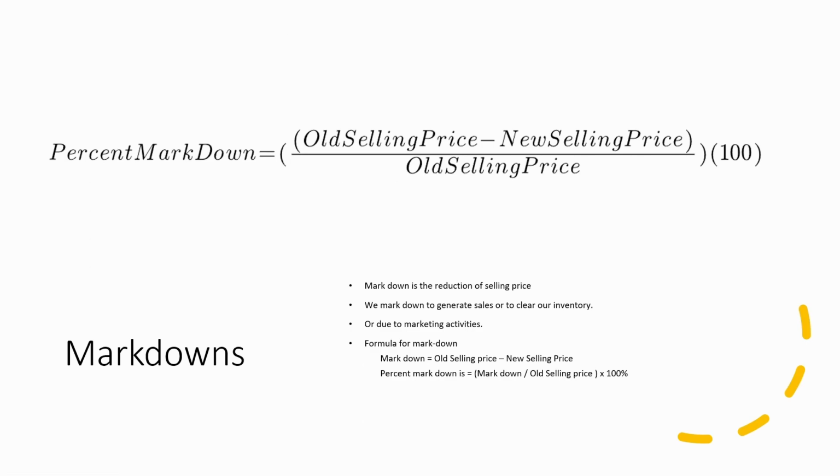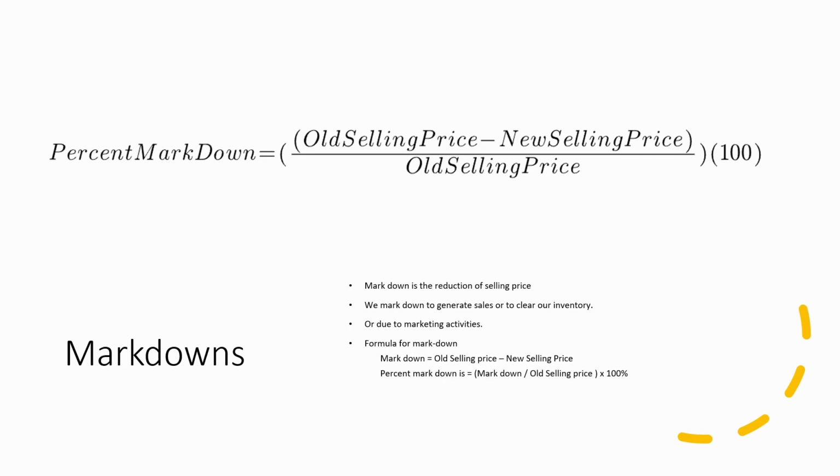Next is markdown. Markdown is the reduction of selling price. We mark down to generate sales or to clear our inventory, especially if we have expiring products or if we have marketing activities. The formula for markdown is very simple. It's basically old selling price minus new selling price. So how much you previously sold it for, less the current price you're selling it now.